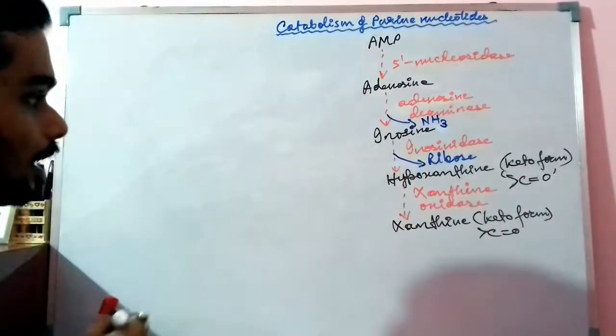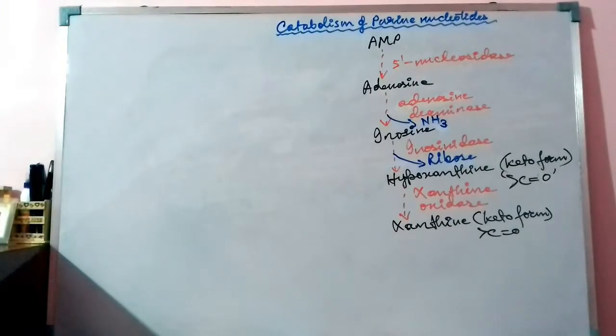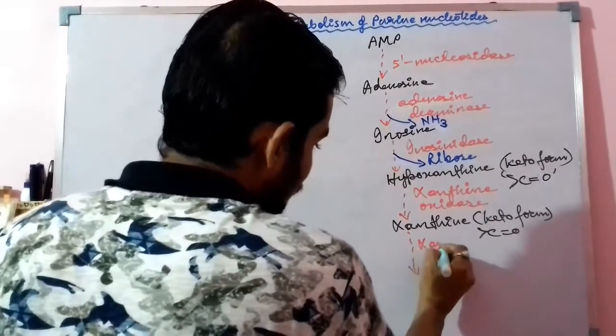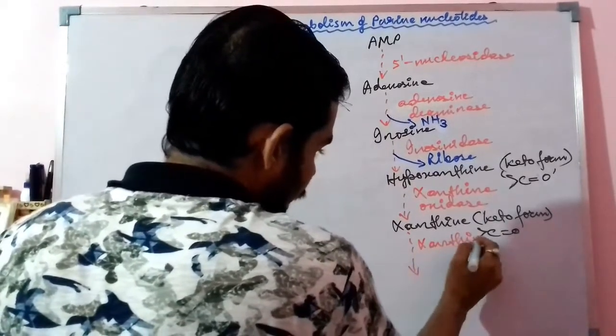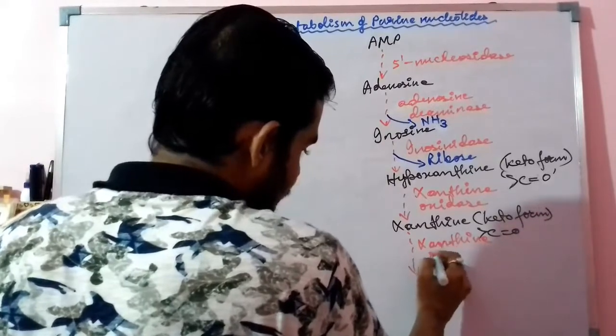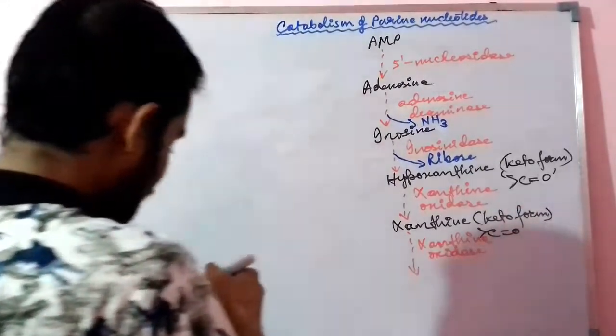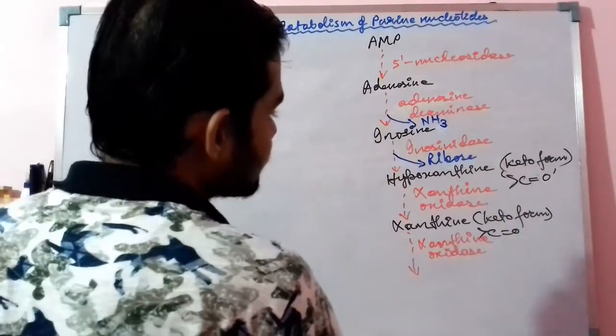Okay, now this xanthine keto form that is being formed, in the presence of xanthine oxidase, helps in the formation of uric acid. This, in the presence of xanthine oxidase, helps in the formation of uric acid. Okay.